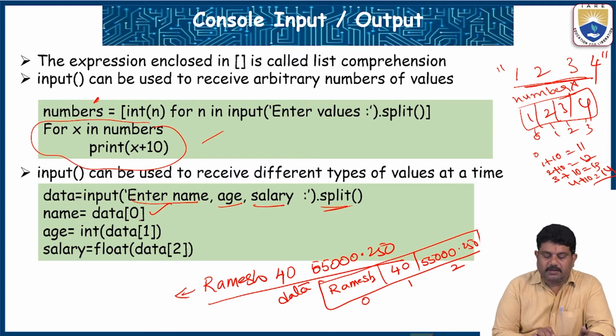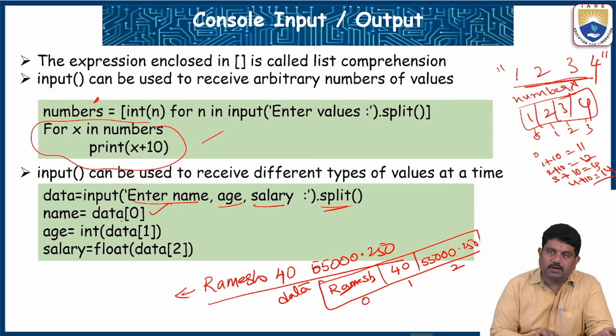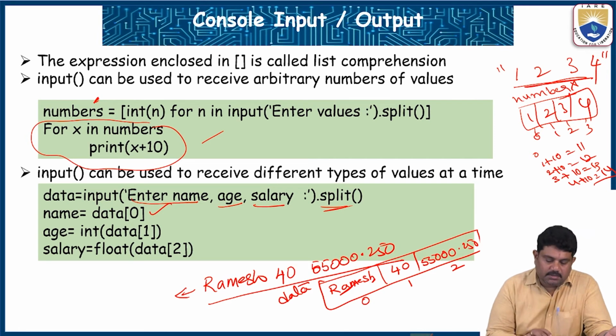So I'm taking data of 0 into the name. Name is a string, so I'm not using any conversion here. I'm taking it directly because the input function returns strings, and Ramesh is a string. So directly I'm assigning. But in the case of age, I'm converting it into integer by using the typecasting operator, so that the data type is integer.